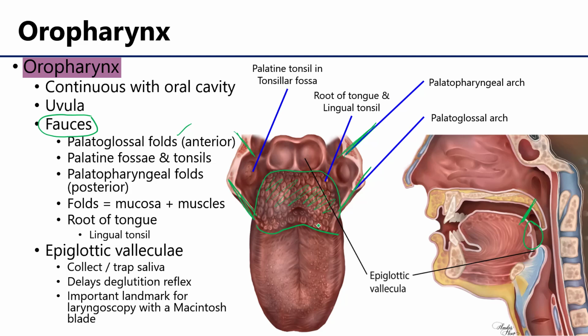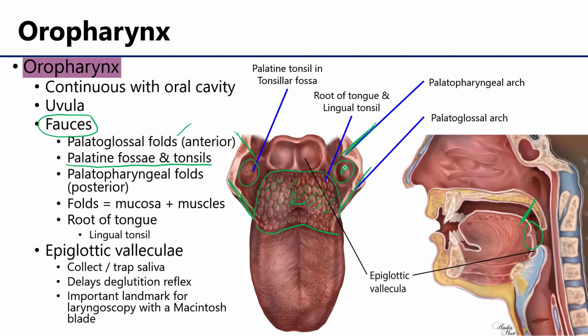Nestled between the arches, we also have tonsillar fossae, or little pits. And within those pits, we have palatine tonsils. Palatine tonsils are what we would refer to as the tonsils. So if you hear that someone is having their tonsils removed, they're typically referring to the removal of those palatine tonsils. So if you're keeping track, we've got lingual tonsils and palatine tonsils within the fauces.